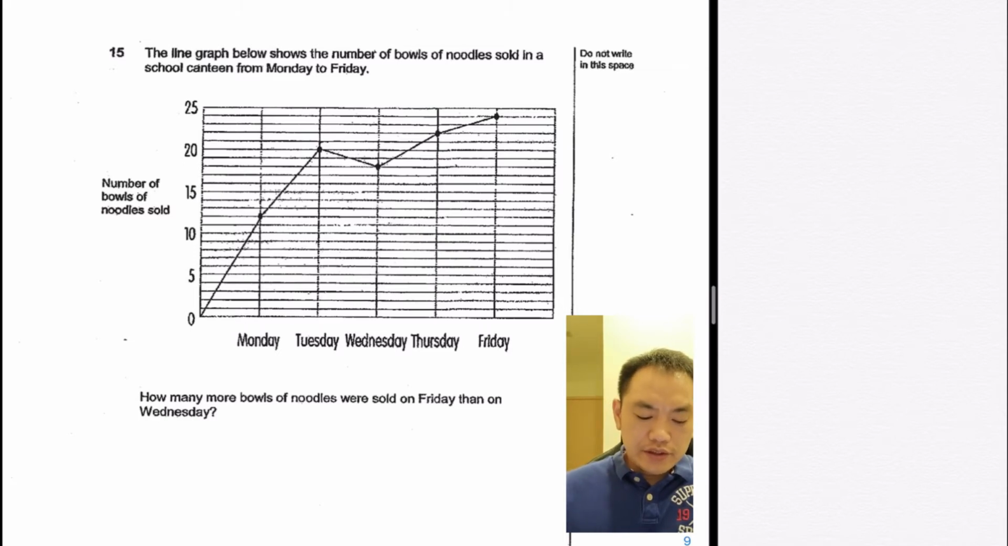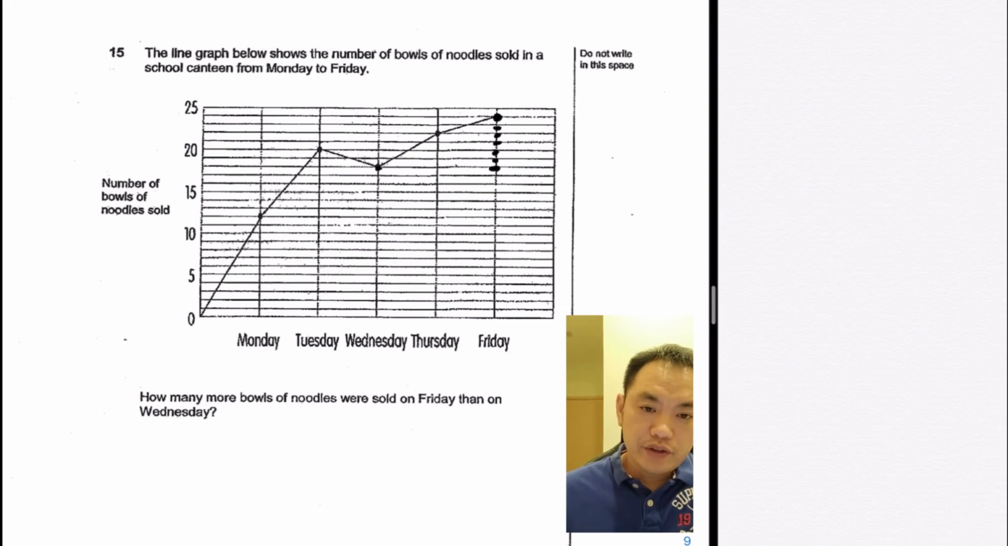So the question is asking how many more bowls of noodles were sold on Friday than on Wednesday. Okay, so they want to compare Friday and Wednesday. So Friday is here, Wednesday is here. So basically we just need to count the difference between the 2. So it's 1, 2, 3, 4, 5, 6. Yeah, so in total there are 6 more bowls sold on Friday than Wednesday.